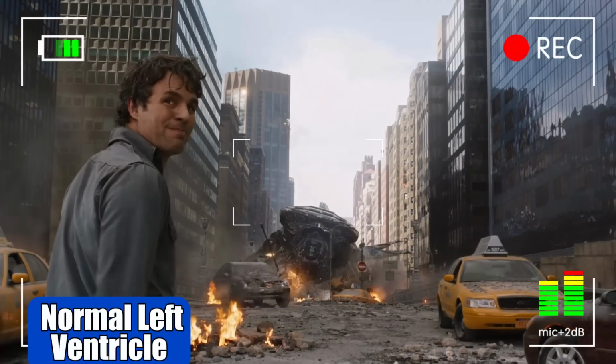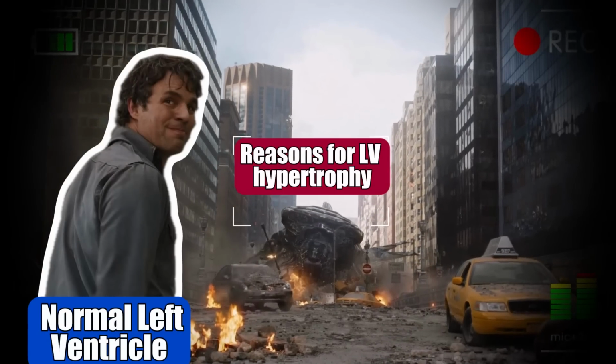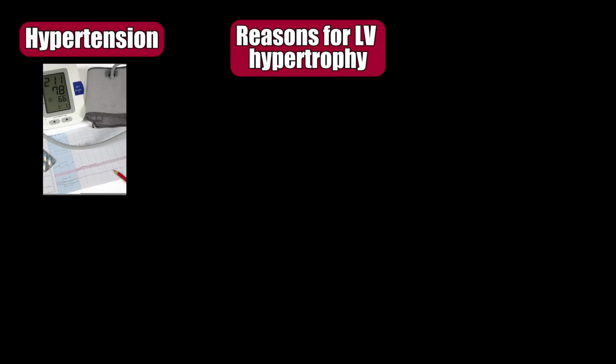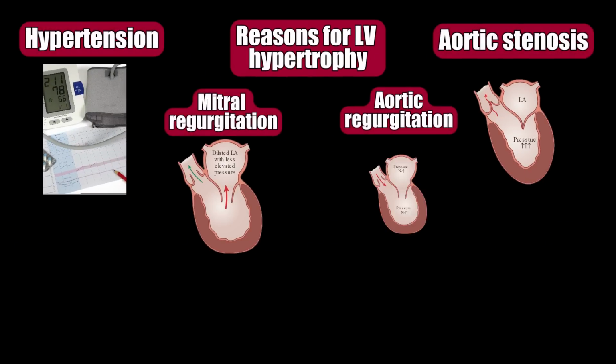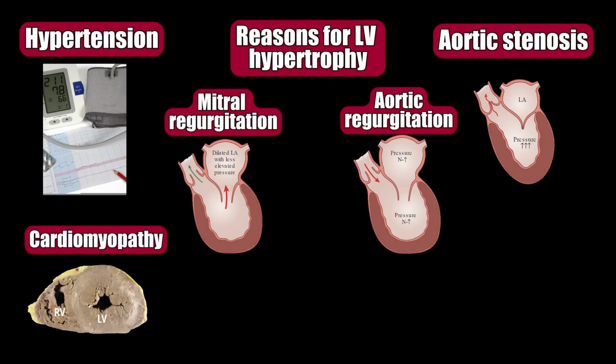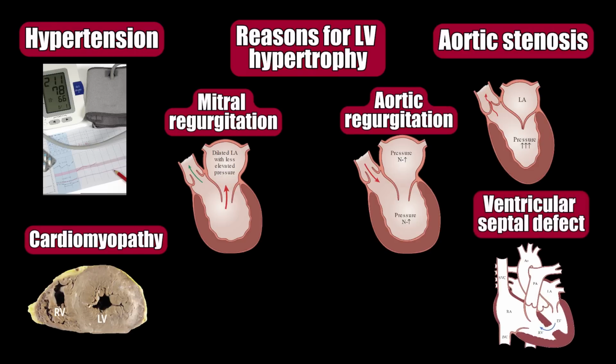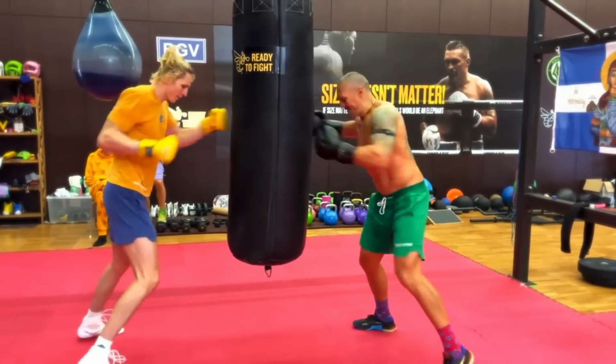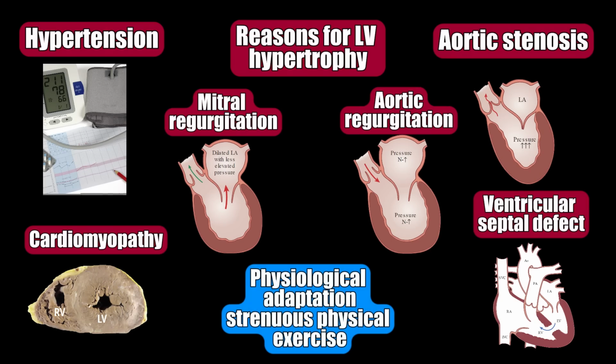But wait a minute. Why did the left ventricle become hypertrophied? The main reasons for left ventricular hypertrophy are hypertension, aortic stenosis, both mitral and aortic regurgitation, hypertrophic cardiomyopathy, ventricular septal defect, and others. But don't forget that left ventricular hypertrophy can be caused by physiological adaptation to strenuous physical exercises.